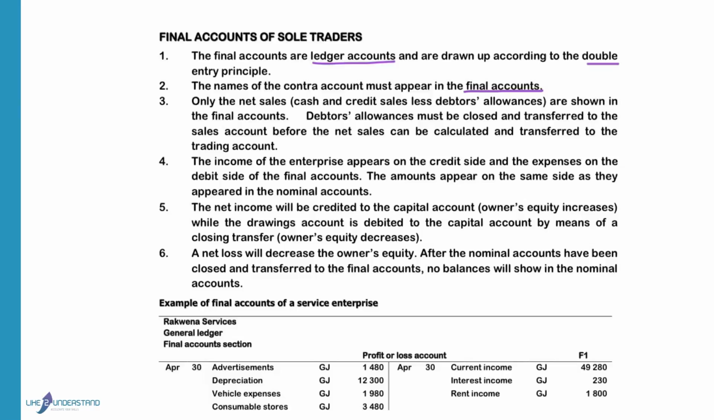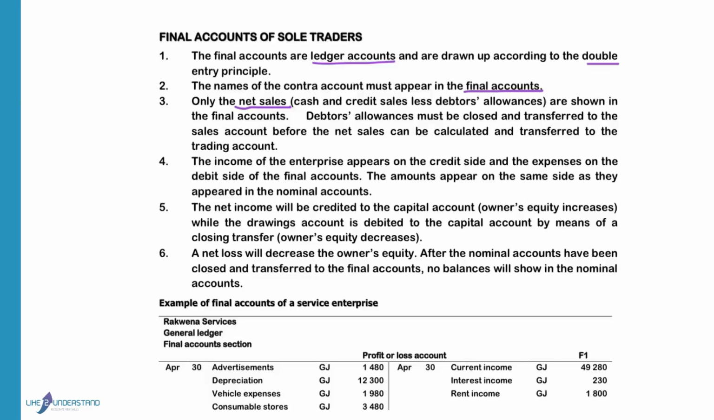Only the net sales, cash and credit sales, less debtors allowances are shown in the final accounts. So you don't show the cash sales as one figure, credit sales as another, and the debtors allowances as another figure. You will have one sales account in your books, and at the end of the year, the debtors allowances is closed and transferred to the sales on the debit side, and then the balancing figure in your sales account will be transferred to the final accounts. So there will never be a debtors allowances amount in the final accounts because you close it off to the sales account.